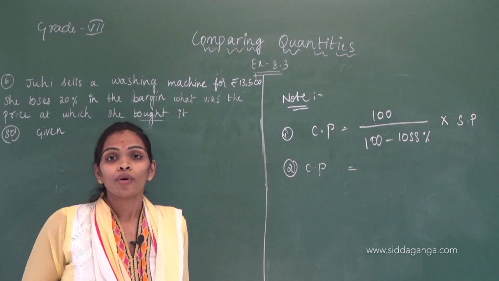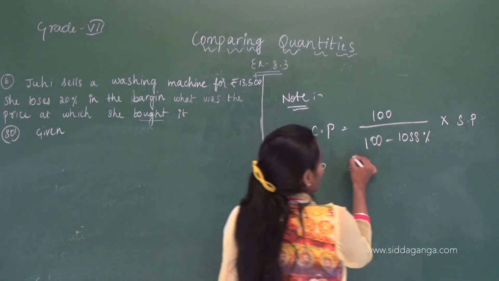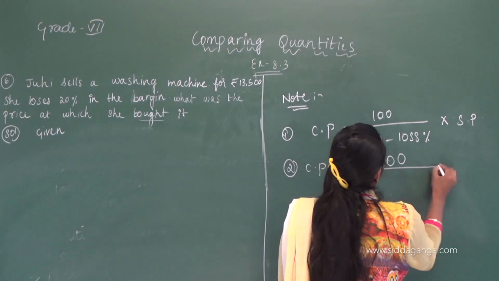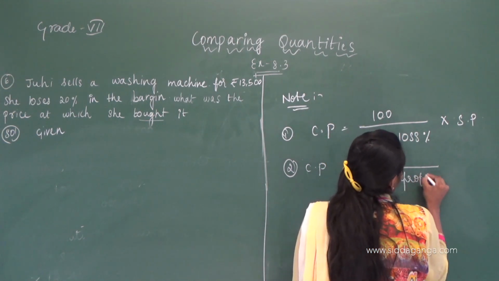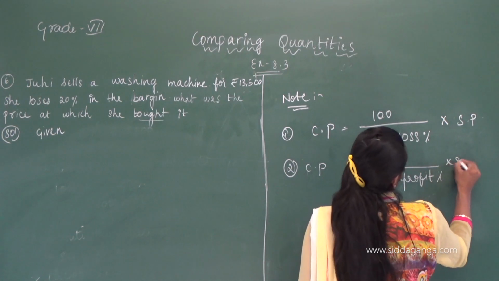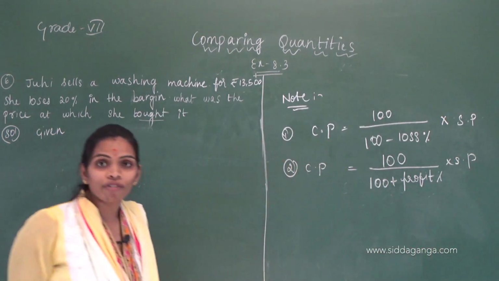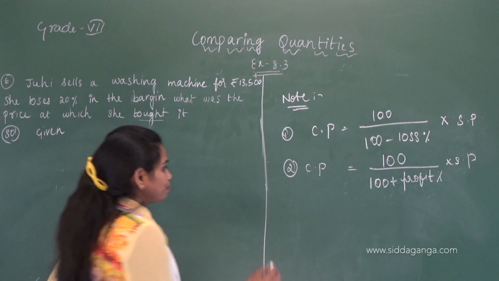What we have to do to find the cost price of a particular item means 100 by 100 plus profit percentage. Here we have to take plus, and profit percentage into SP, the selling price of a particular item.